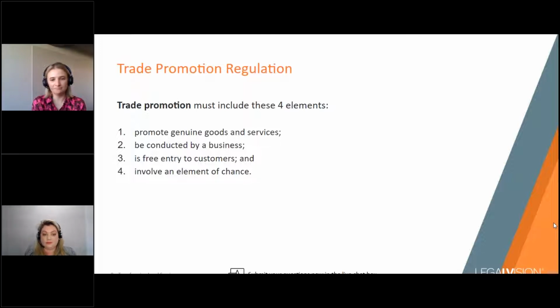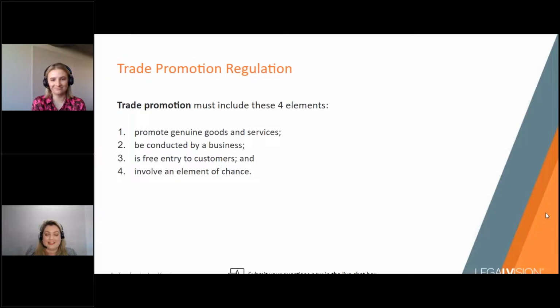And finally, further to that, it needs to be free entry to customers. So some states will have specific requirements around that free entry provision. And this is really to distinguish a trade promotion from other community gaming activities like raffles or gambling. But the key thing being that it predominantly needs to be free entry, or a nominal fee where a text or online entry can apply. Finally, trade promotions will typically involve an element of chance, that Rebecca is going to explain in further detail.